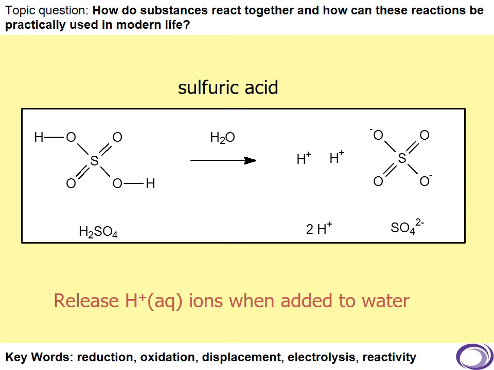So here we have a diagram of sulfuric acid, and you can see in this case that the sulfuric acid molecule, once it's got in water, has released 2 H+ ions. So it's released all its H+ ions when it's added to water. This would be a strong acid.